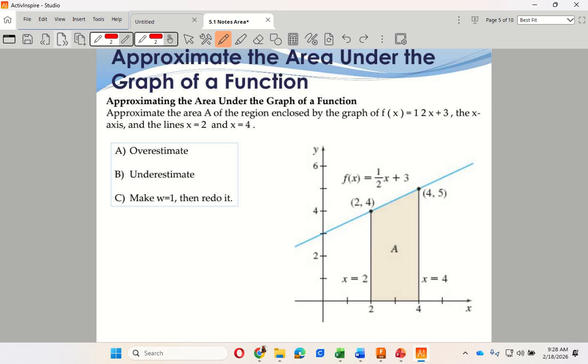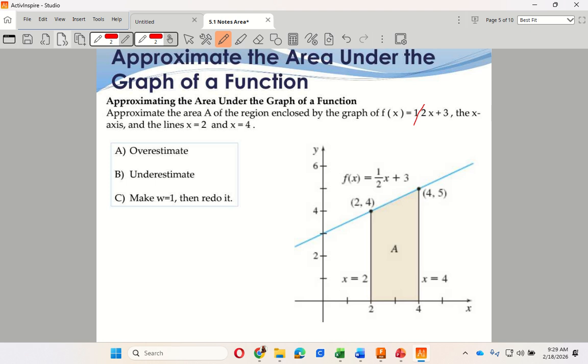All right, approximate the area under the graph of the function, the approximate area A of the region enclosed by the function f of x equals, that is a 1/2 right there. Did it come out on your guys's, or does it still say 12? Yes, 12. Okay, so yeah, it's 1/2. I don't know what happened. When I copy it into the program, it sometimes renders it kind of choppy.